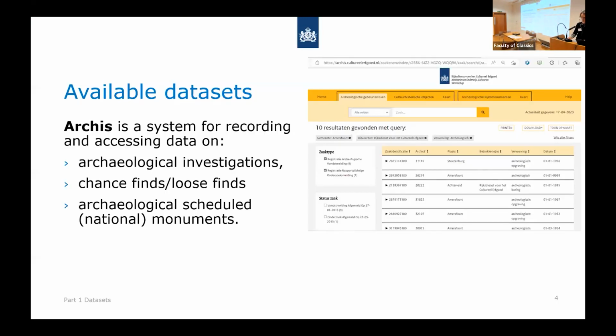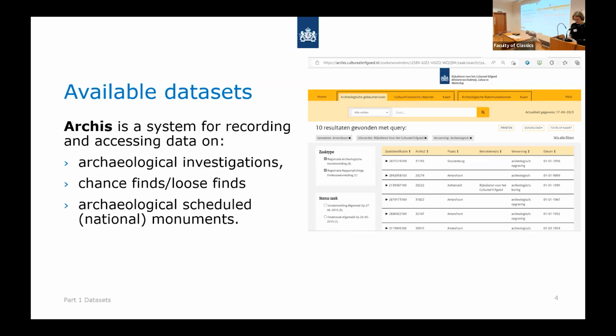The most important archaeological data set of the Netherlands is Archis, which is an abbreviation of Archaeological Information System. I think you can compare it with your HERs, your Historic Environment Records data set. In the Netherlands, Archis came into existence because we as Cultural Heritage Agency are legally required to offer a system for the registration and consultation of archaeological excavations and other types of archaeological interventions. So-called archaeological chance finds or loose finds are also recorded in it, and the archaeological scheduled monuments on a national level. These 3 elements are all in Archis.